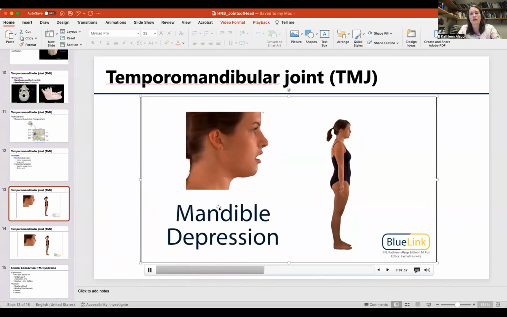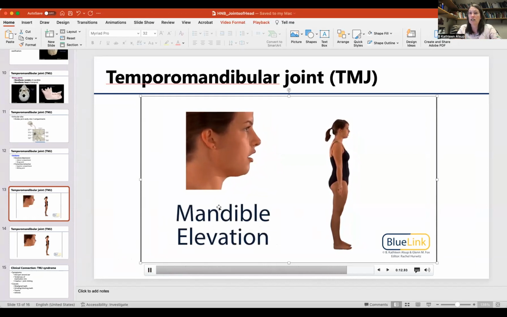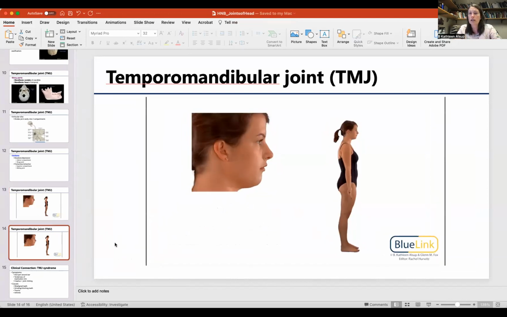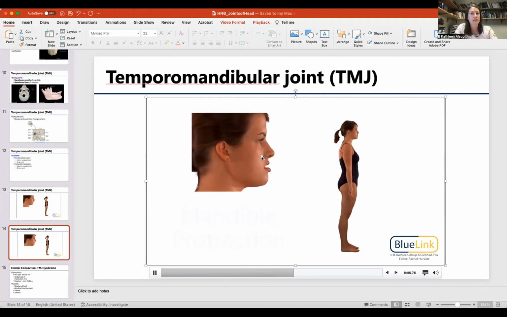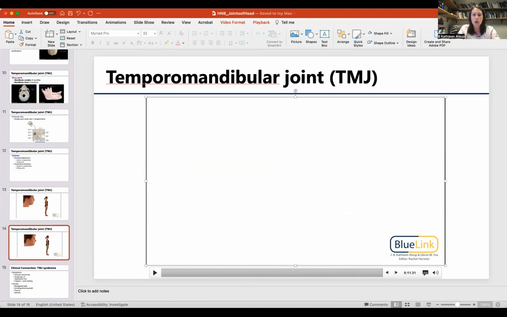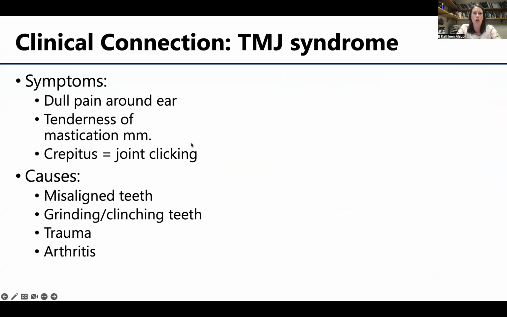So depression, you can see here, is what we often think of as opening the mouth. And then elevation is going to be closing the mouth. Now, protrusion and retrusion, or protraction and retraction, is a little bit more conceptually difficult. So protraction, I think of like jutting out the mandible. You can see that on me or on this individual. And then retraction is bringing it back. Okay. Now, I do want to make this bigger again in order to get back into some of the details here. So those are the main types of movements that can occur.